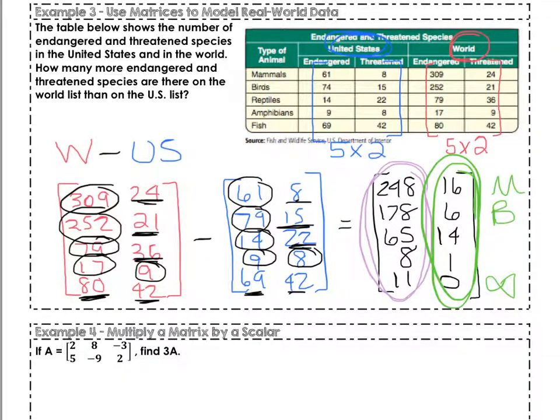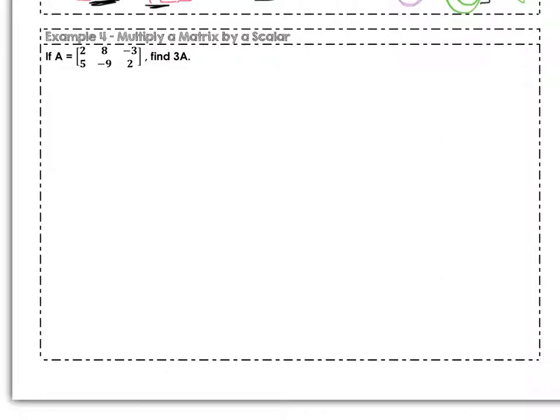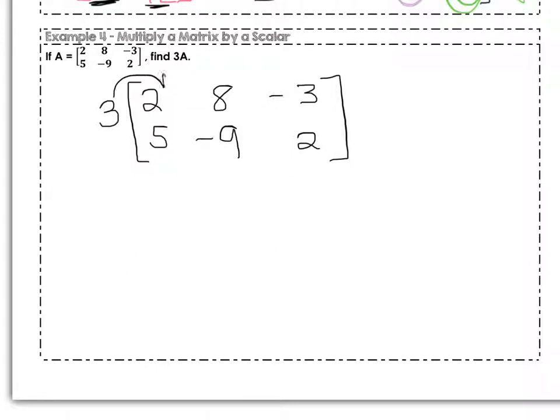Okay. Example 4, I'm now going to multiply a matrix by a scalar. Scalar multiplication is different from matrix multiplication, as you will soon see. I'm given this matrix A, and I'm told to do 3 multiplied by A. So what I'm literally going to do is take this 3 and multiply each of my elements by the number 3. Okay, just using the distributive property. It's going to go in there to each of the elements.